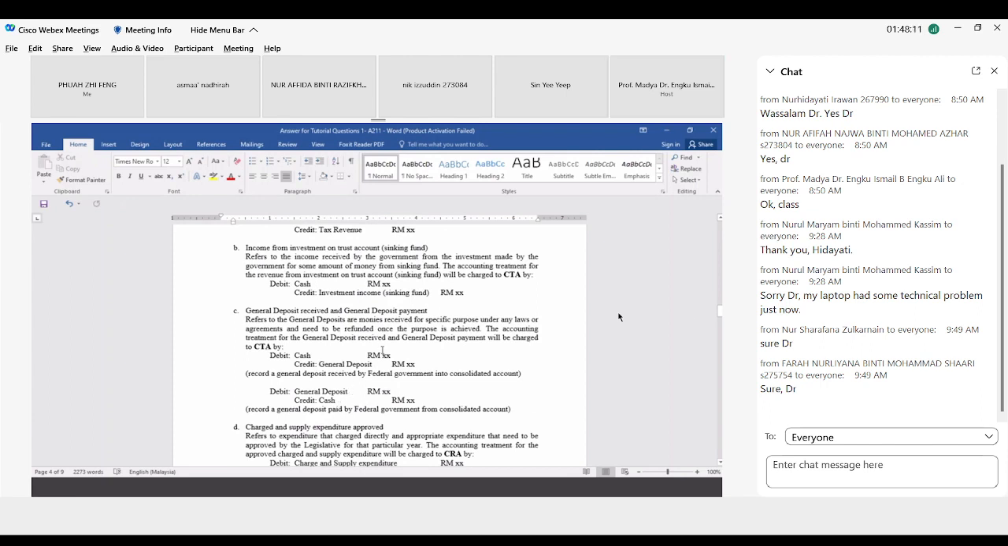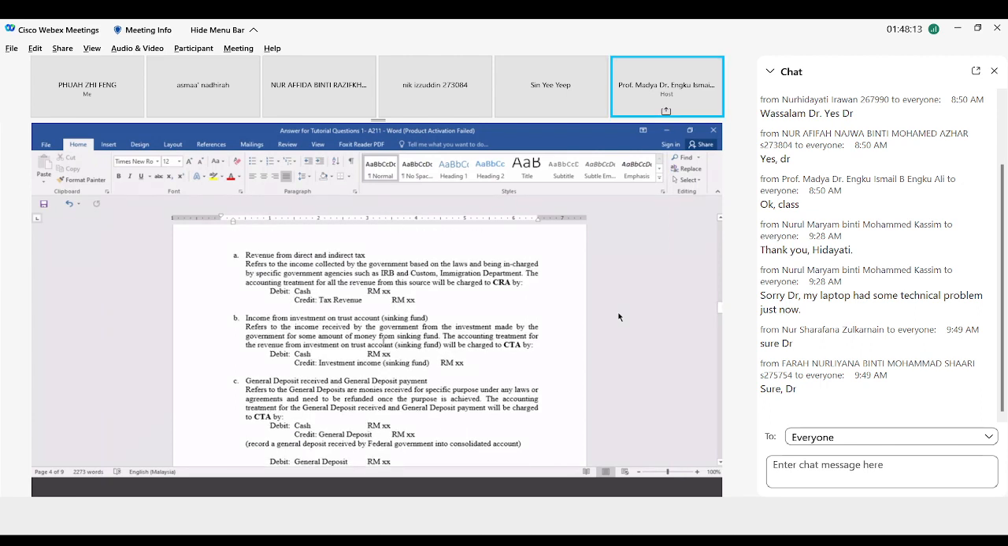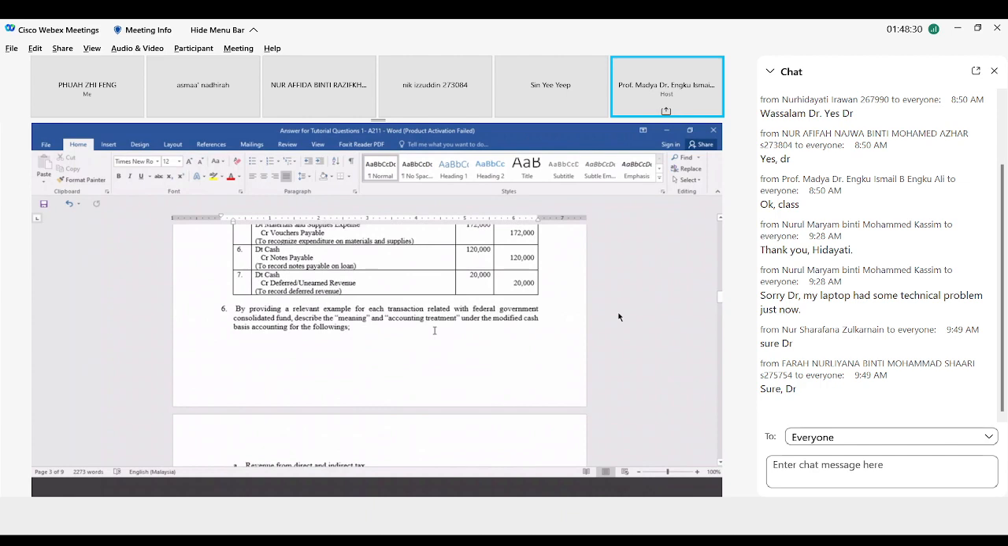Not about the object there. So that is the main point for group 6A. And the second one is when you prepare the entry, you need to be clear.